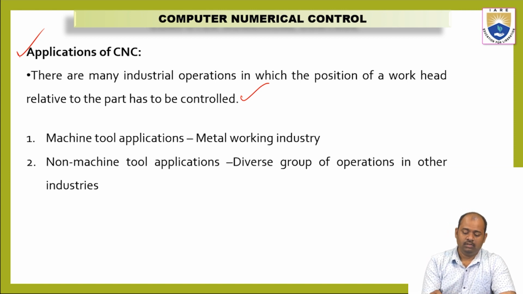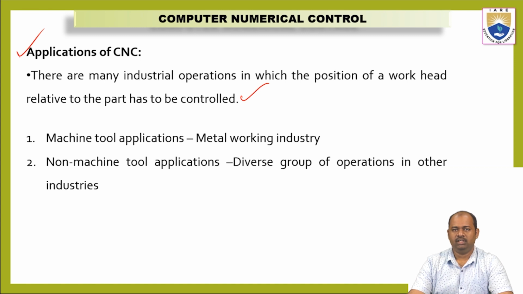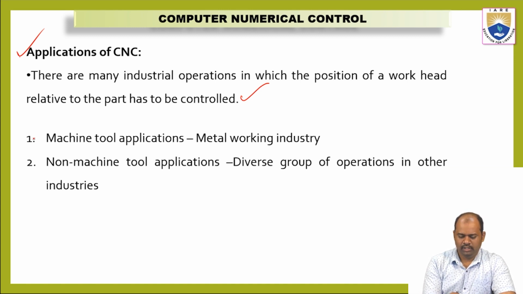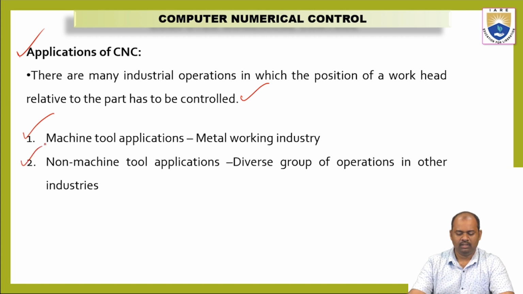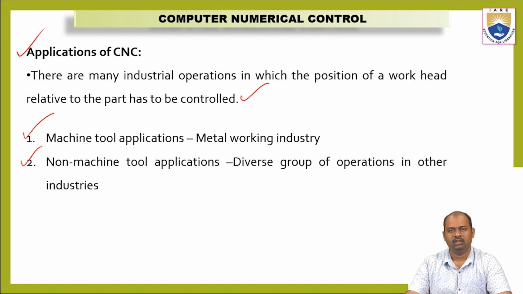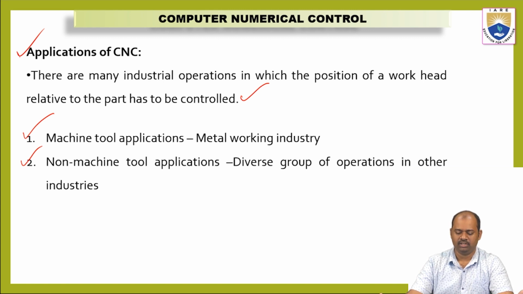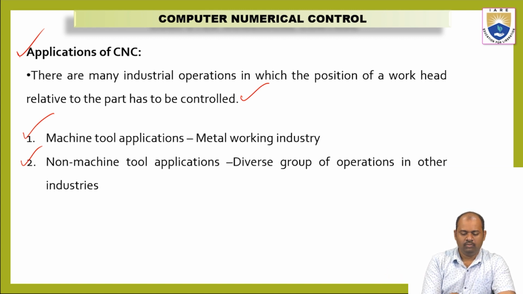Now, in industrial operations, we use a machine called a CNC machine. There are two kinds of applications for any CNC. Some are machine tool applications, where we work with metals, and some are non-machine tool applications, where we work on other things like packing, storing, material handling operations, or controlling the inventory. These non-machine tool applications are related to a diverse group of operations in other industries. Now, we will see these two applications in detail. First, we will see machine tool applications.